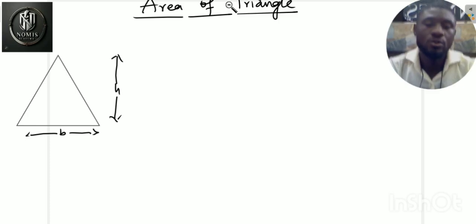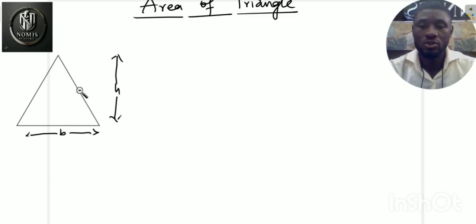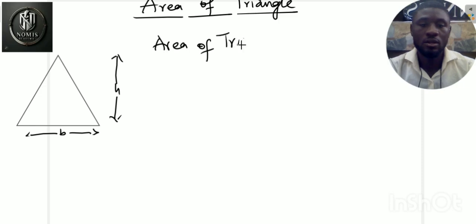In this video, I'll be teaching you area of triangle. Now, this diagram you're seeing on your screen is a triangle. And to calculate the area of this triangle, I'll need to multiply the half of the base by the height. Area of triangle is equal to 1 all over 2, that's half base multiplied by height.